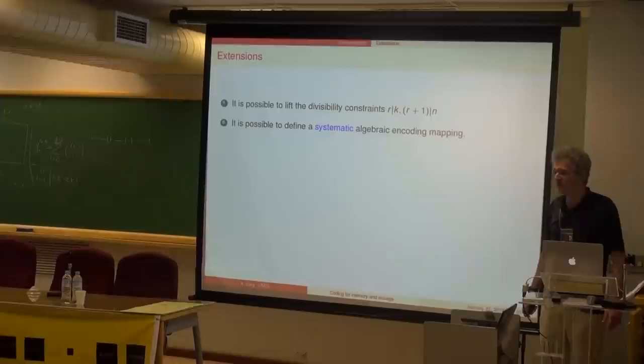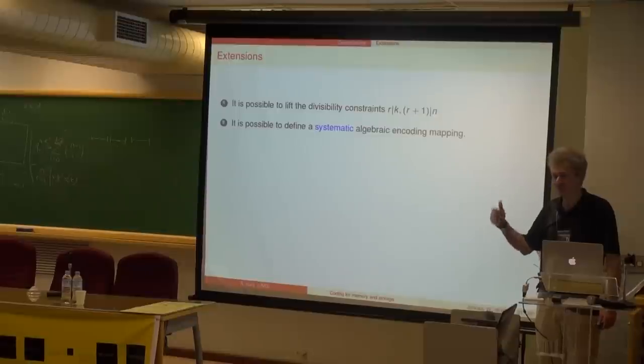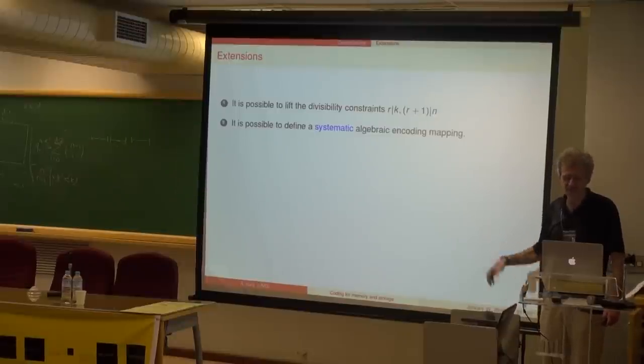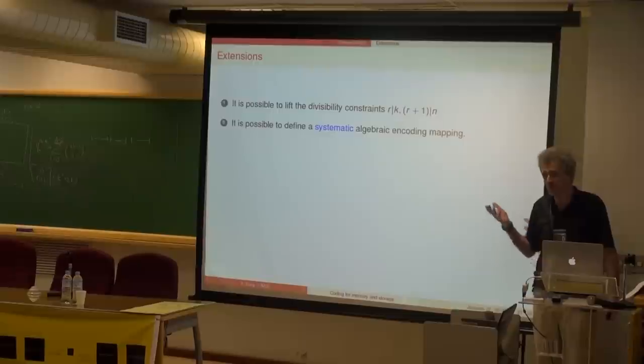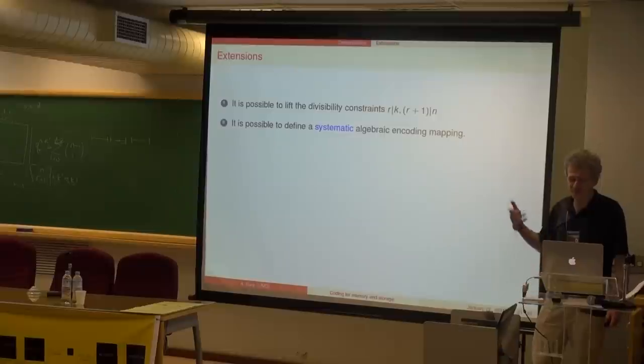It is possible to encode systematically, because that's what system designers want. Nobody wants to change the entire encoding if the data was changed, right? Systematic encoding is possible algebraically. Of course, any linear code has a systematic encoding, that's not a question, but here it is possible to do it algebraically. So there is an easy modification of this construction.